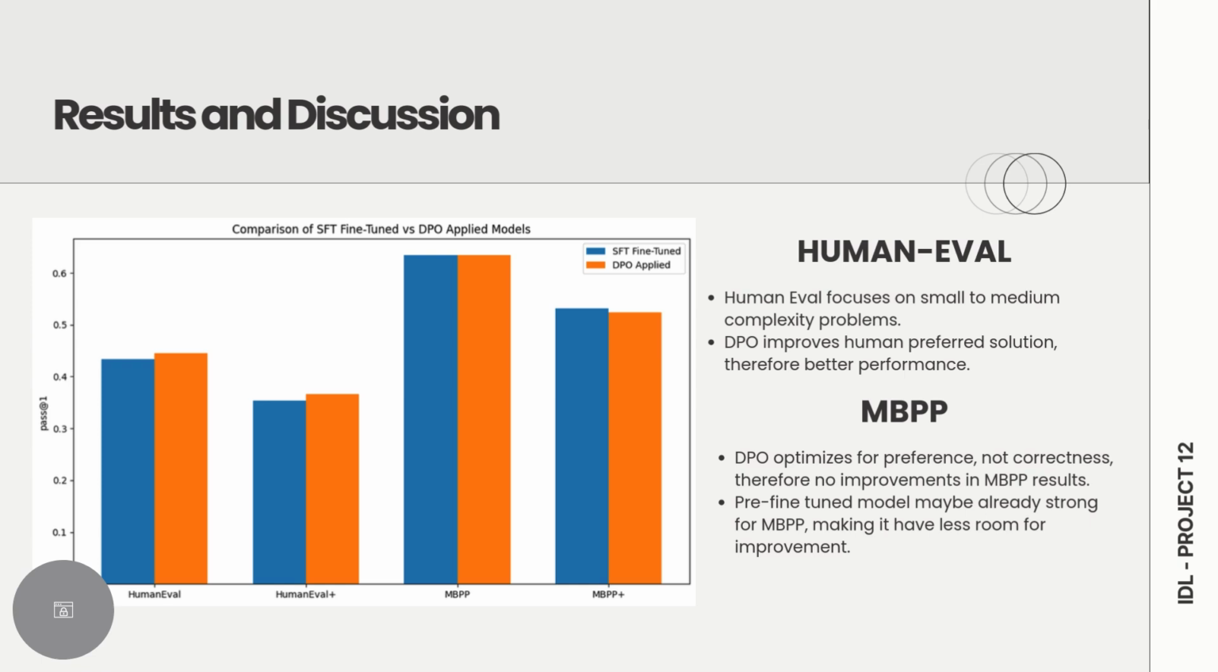After applying DPO, we observed a small improvement on HumanEval, likely because it's small to medium complexity tasks that align well with DPO's tendency to reinforce preferred solution patterns. In contrast, MBPP showed little change as its broader task diversity limits the impact of narrow preference tuning. And the base model already performs strongly on MBPP style problems.